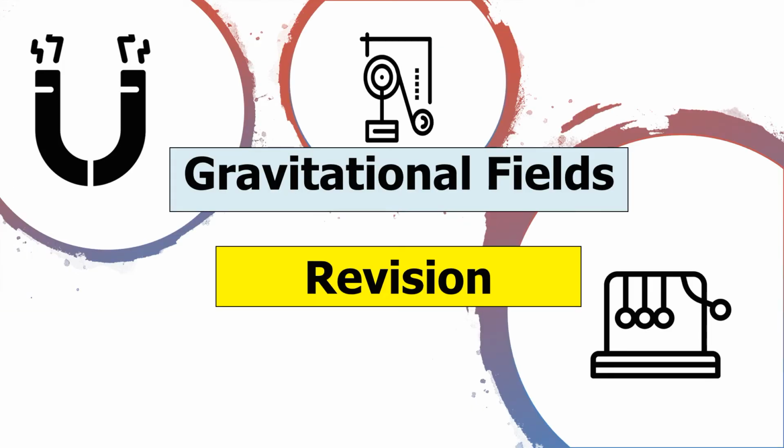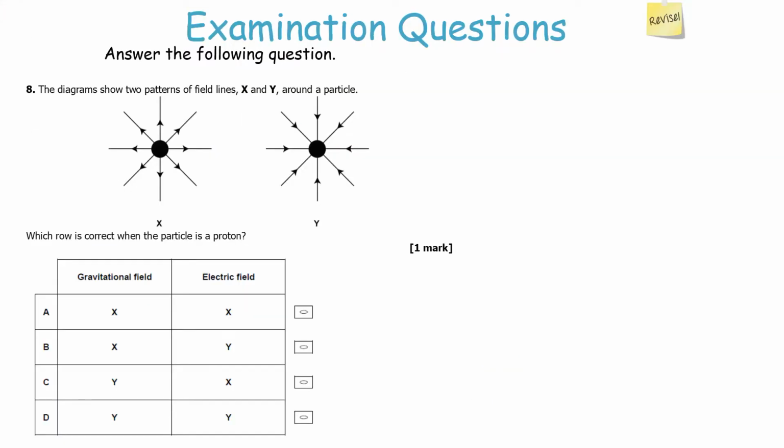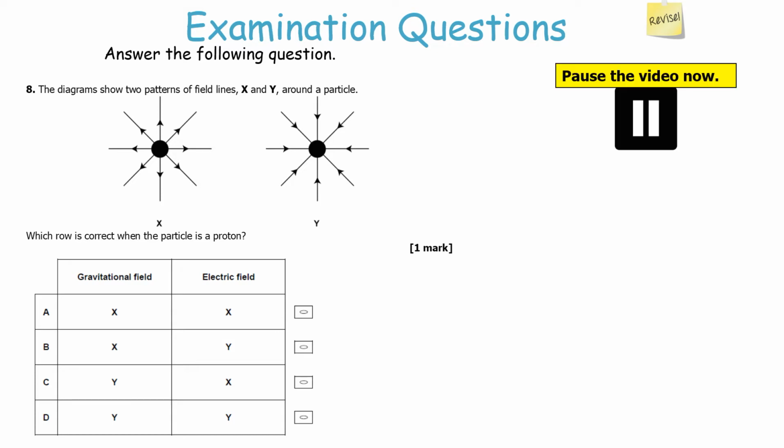Let's now have a look at some questions to do with gravitational fields. So let's look at our first question. The diagrams show two field patterns of field lines X and Y around a particle. Which row is correct when the particle is a proton? So pause the video now, then unpause the video when you want to go through your answer.